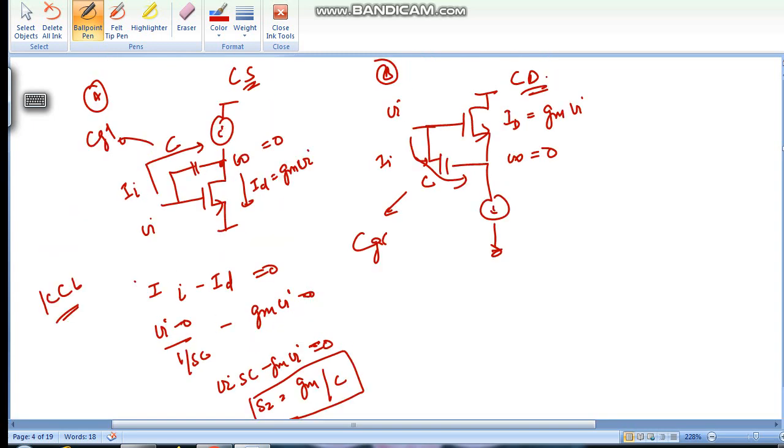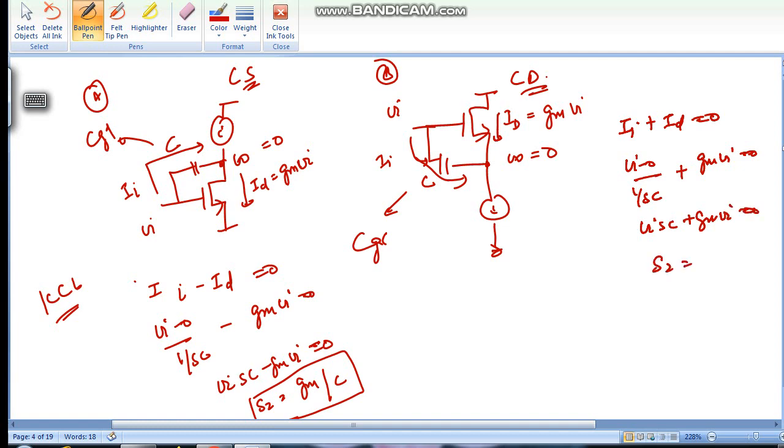Okay, now let's consider this case. Here if we apply KCL, then II and ID are both in the same direction, II plus ID going towards VO. So (VI minus 0) divided by 1 by SC plus GM VI equals 0. So VI SC plus GM VI equals 0. VI is cancelled. So SZ equals minus GM by C. Now this is a right hand plane zero and this is a left hand plane zero.